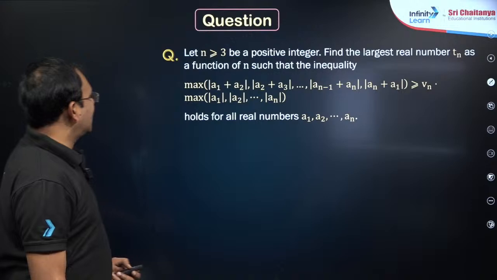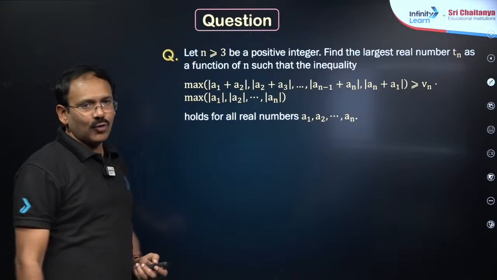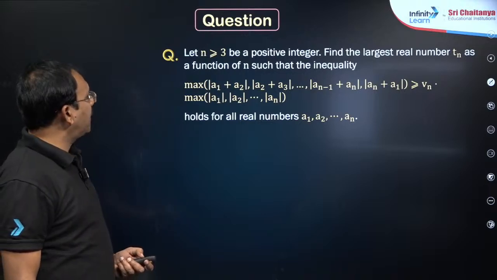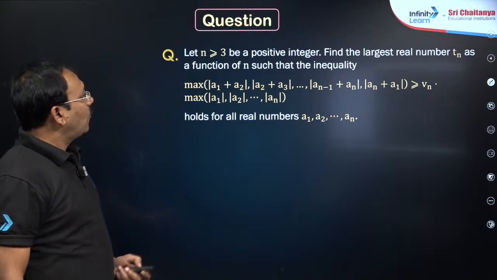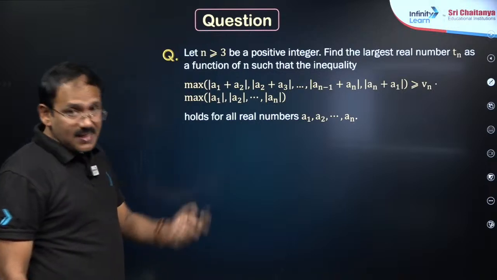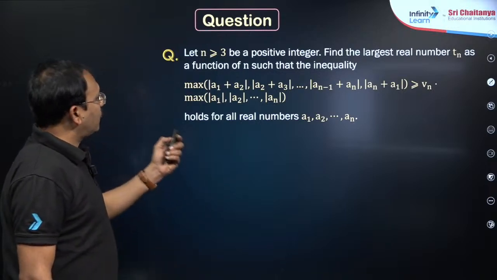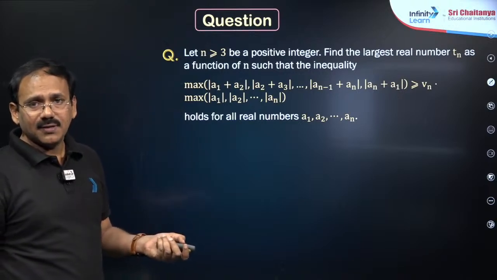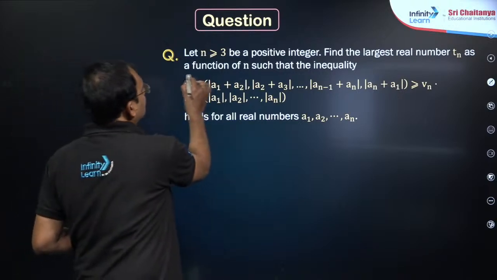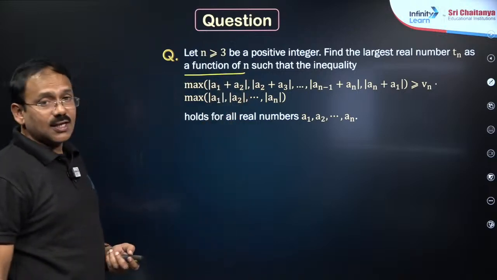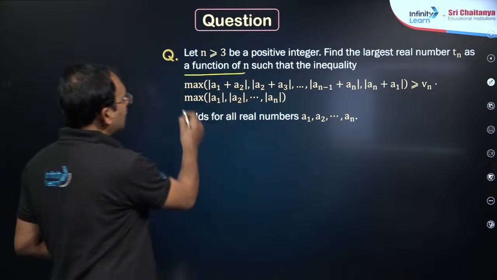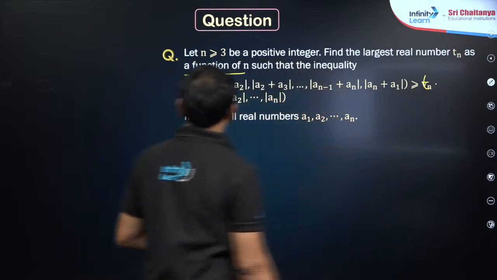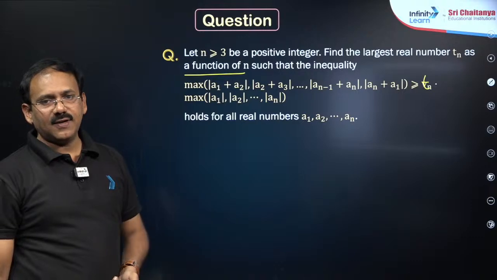Right. Next, dear students, you see this question number 4. Let n greater than or equal to 3 be a positive integer. Find the largest real number Tn as a function of n. So, Tn needn't be a number. As a function of n means the answer can be in terms of n, such that the inequality maximum of these is greater than or equal to Tn into maximum of these, my dear friends.